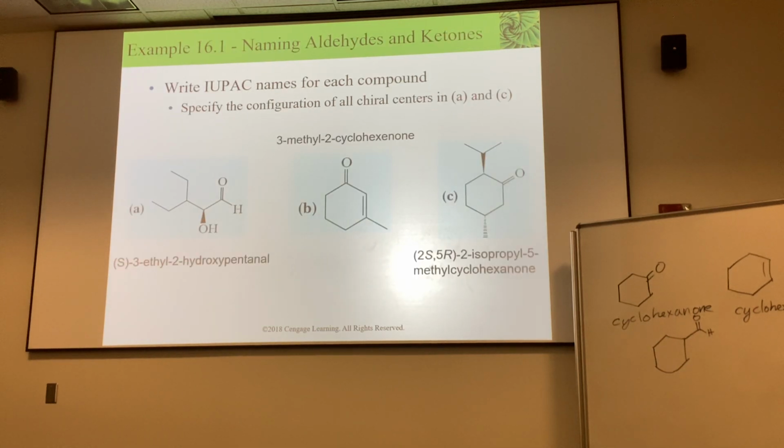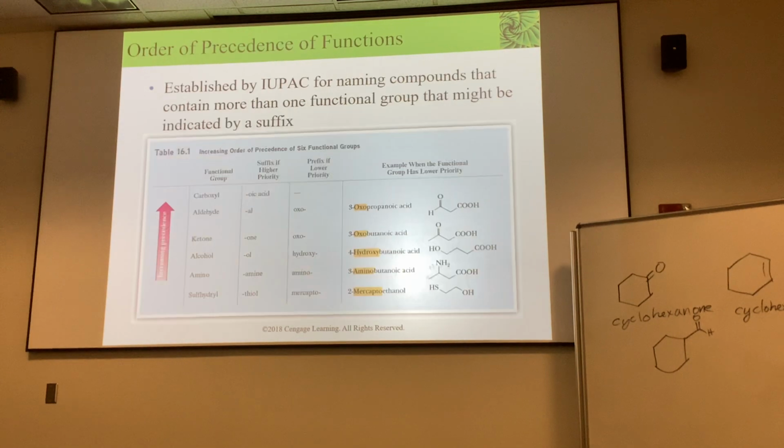We're not going to practice naming aldehydes and ketones because we can do that later. Order of preference of functions: aldehyde is higher preference than ketone. So if you have an aldehyde and a ketone on the same carbon chain, you can pick the aldehyde to be carbon 1, do the -al at the end, and then do the ketone on there as well.